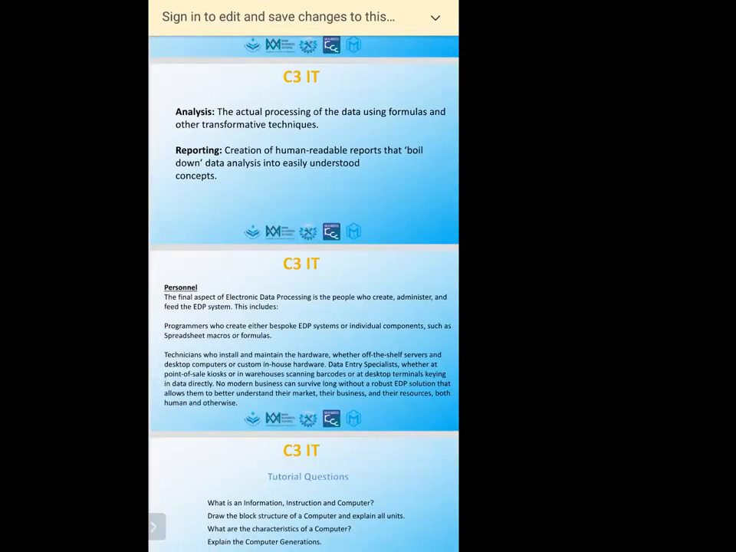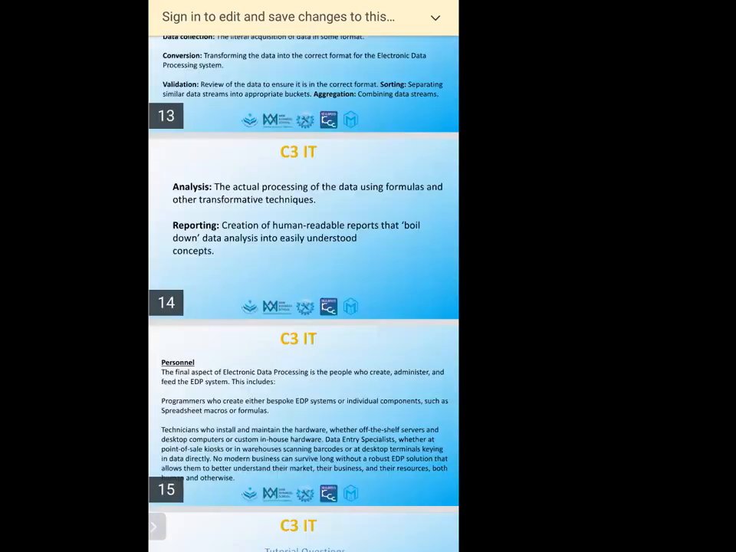Then what are the persons involved in EDP? All the technicians, the data entry operator, the programmer, EDP managers, and so on, all are called the persons involved in EDP. These are some of the titles and designations involved in EDP. So I think this PowerPoint presentation is now getting over.